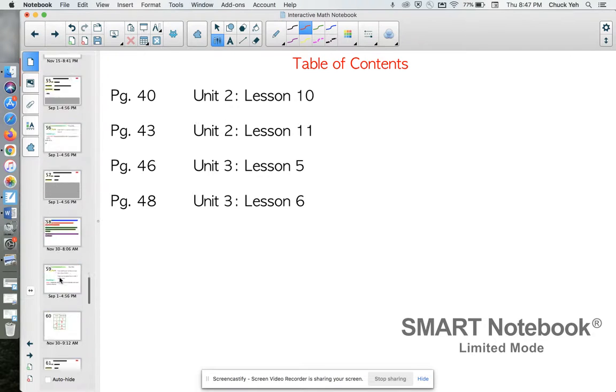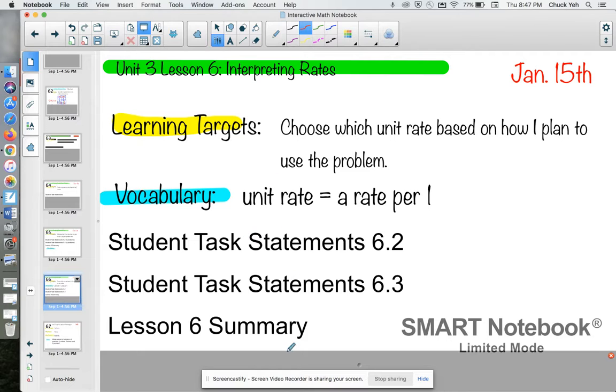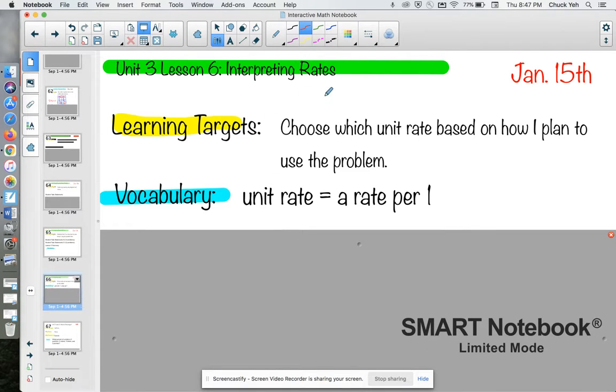Here is the learning target. Choose which unit rate based on how I plan to use the problem. Meaning that we're going to do a bunch of these problems and we're going to find out which unit rate would be the best one to use. Unit rate means a rate per one. We've talked about that before, but we had never really written that down. And per one means for every one. For every one pencil, for every one plane, for every one house.